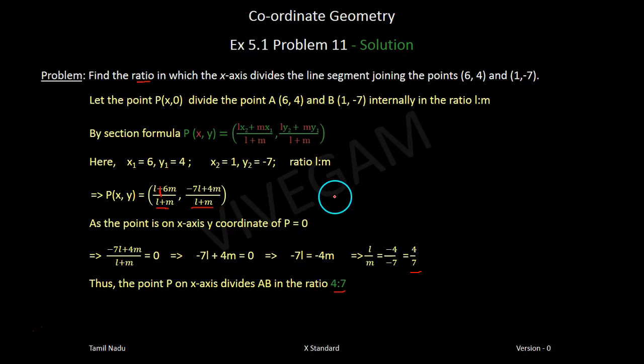So the key point is, you assume the ratio has to be L is to M, calculate the y-coordinate, equate it to 0, because the point is lying on the x-axis. Suppose the point is lying on the y-axis, then the x-coordinate will be 0. Any point on the y-axis will have its x-coordinate as 0. If the point lies on the x-axis, y will be 0. If the point lies on the y-axis, x will be equal to 0. So this is what you need to understand and use the appropriate formula for the given case.